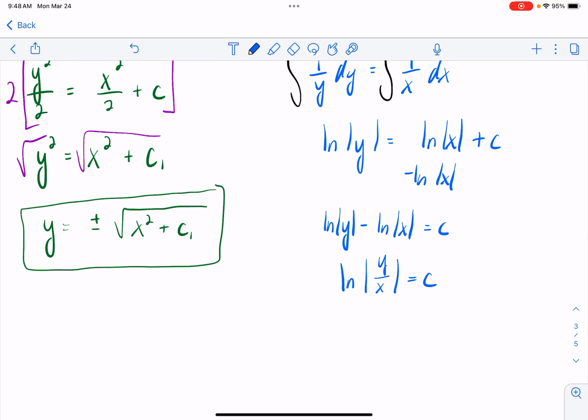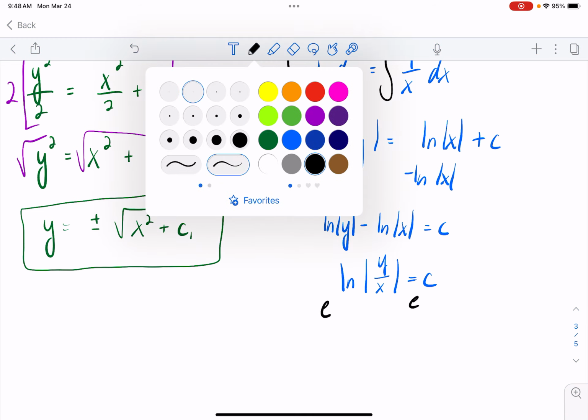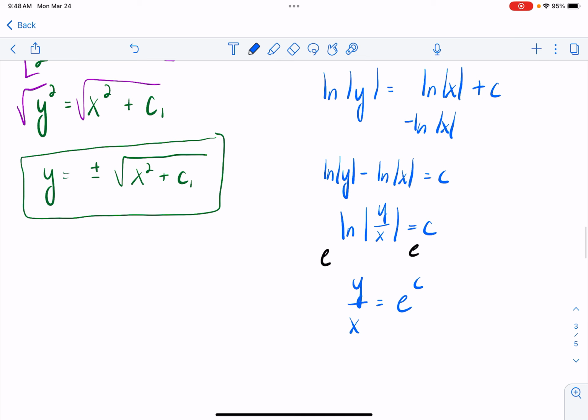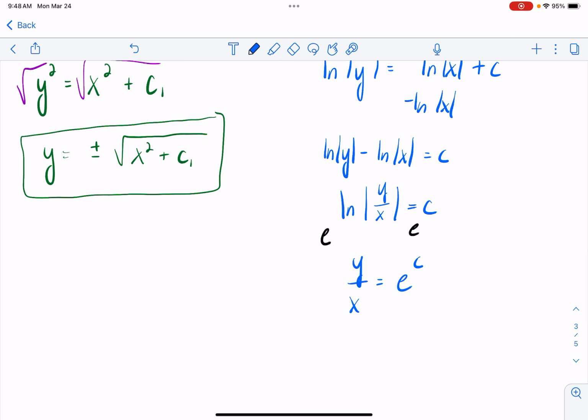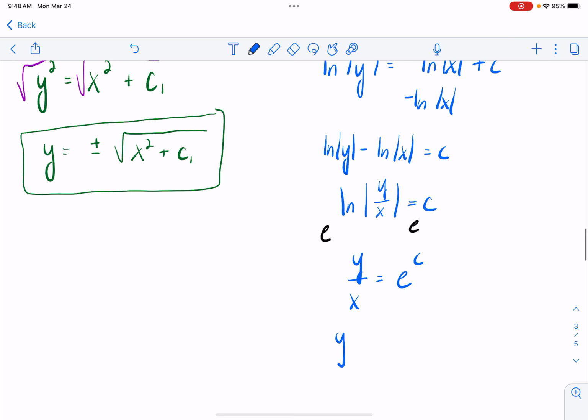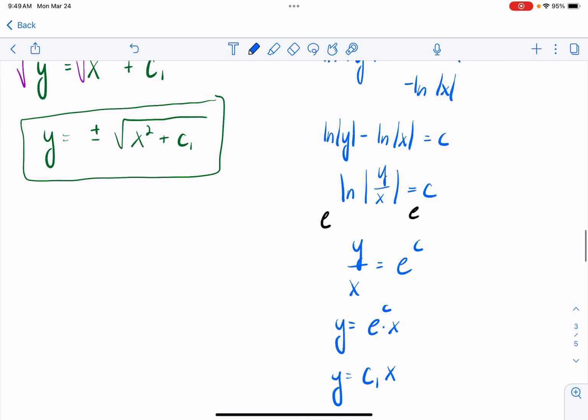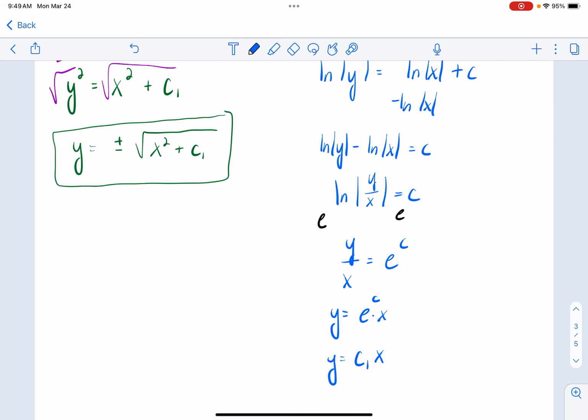If you raise e to both sides, you get y over x equals e to the c. And now, if we multiply both sides by x, we get y equals e to the c times x. And again, we know that e to the c is simply another constant, c sub 1, times x. Okay, so that's one way that you could do it.